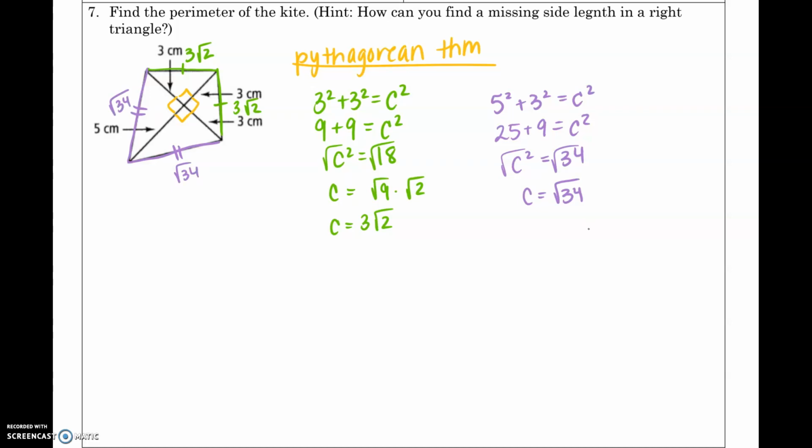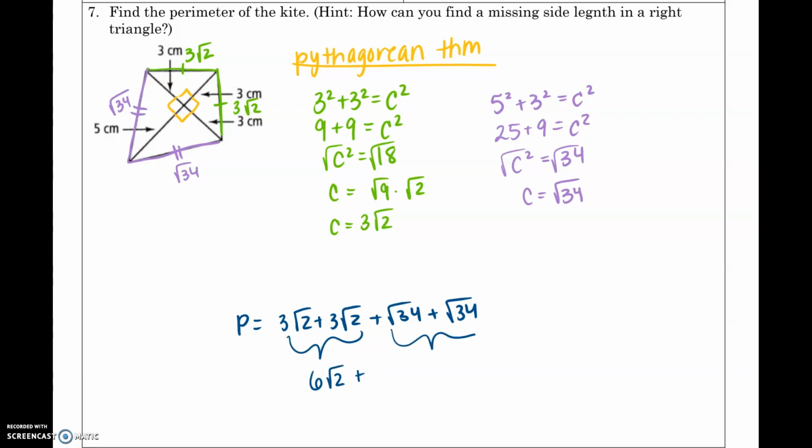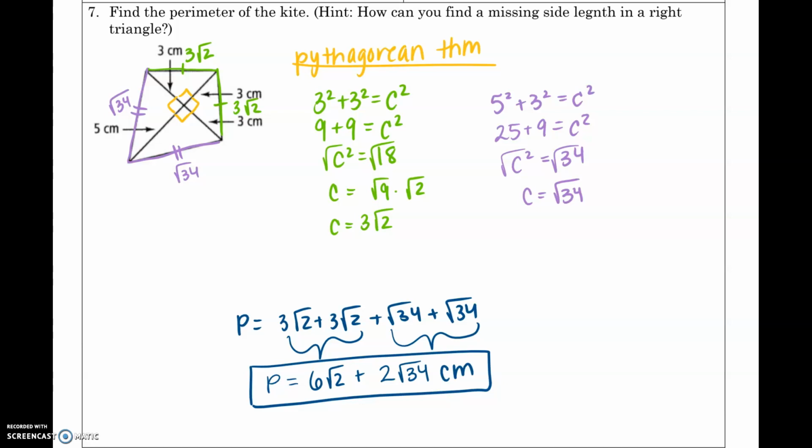Now to find our perimeter, we're just going to add up all 4 side lengths. So 3 radical 2 plus 3 radical 2 plus radical 34 plus radical 34. Here we can add like terms together. So we have 3 radical 2 plus 3 radical 2 is 6 radical 2. And then we have radical 34 plus radical 34 is 2 radical 34. So our perimeter is 6 radical 2 plus 2 radical 34 centimeters. We cannot combine those terms any further.